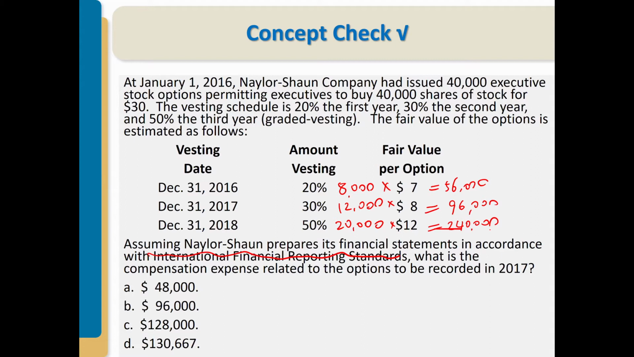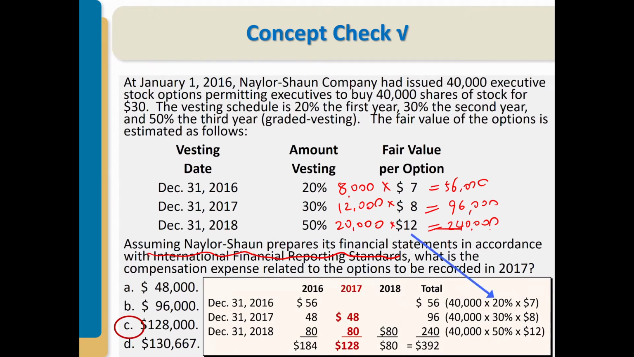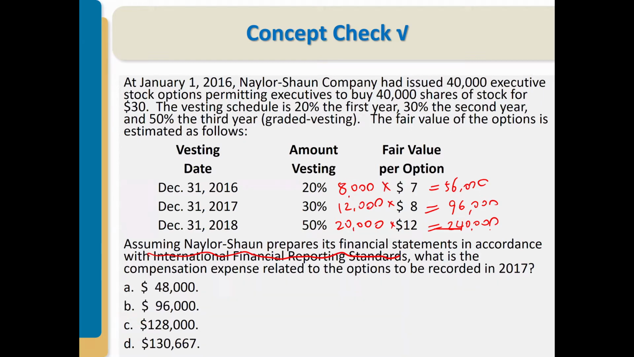So which one is correct? C. C is correct. Let's see. You got it correct. Oh, wait. So that.